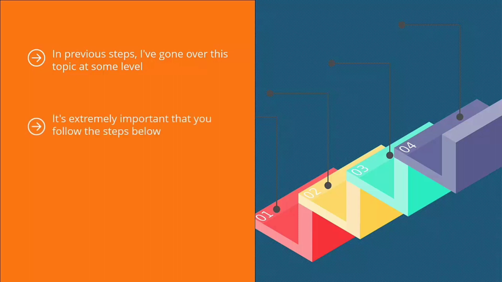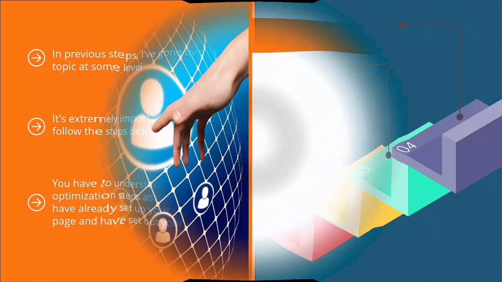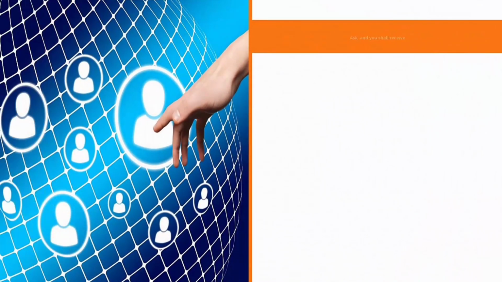It's extremely important that you follow the steps below. Don't miss any detail. Make sure you implement each of the steps below, otherwise, you're going to be leaving a lot of money on the table. You have to understand that these optimization steps assume that you have already set up your squeeze page and have set out your updates. It also assumes that you've already optimized your squeeze page at some level. Here are further optimization ideas to try to maximize the conversion ability of your email list recruitment page.